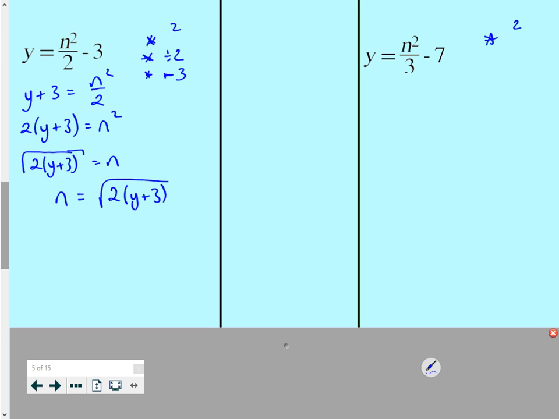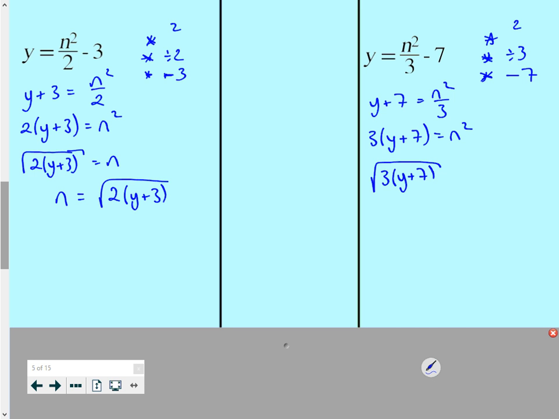So you would be squaring the n first, you would then divide by 3, you would then take away 7. So you would add 7 to both sides, we would multiply by 3, and then we would square root both sides, and on the left-hand side, you would square root everything that's there. So you must make sure that your square root covers everything, and then n equals the square root of 3y plus 7.